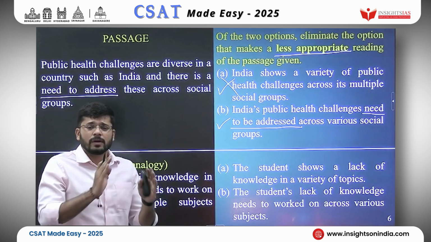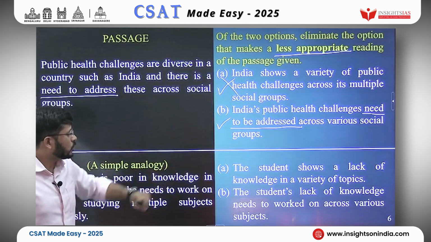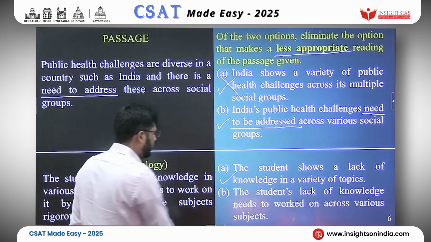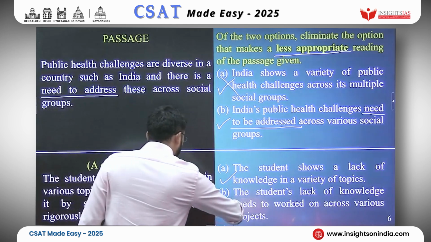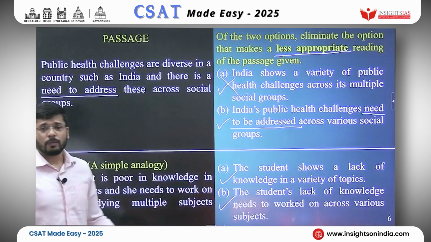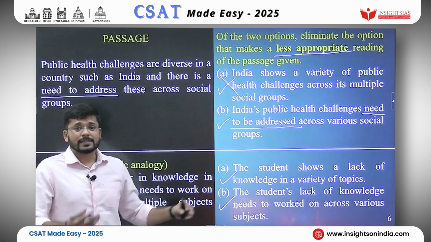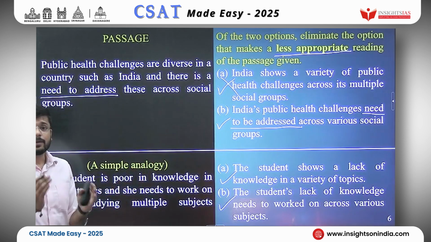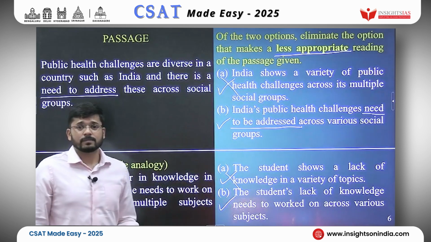Same student, lacking in knowledge, so she needs to work on various subjects. The student shows a lack of knowledge in a variety of topics. Yes, perfect. The student's lack of knowledge needs to be worked on across various subjects. Perfect. However, which one of these two carries the message of the passage more in total? That would be this one, not this one.